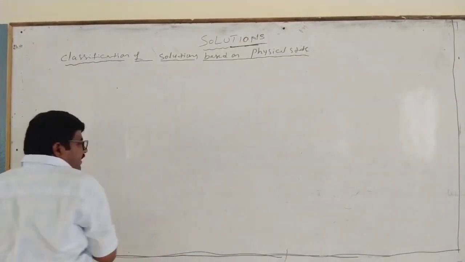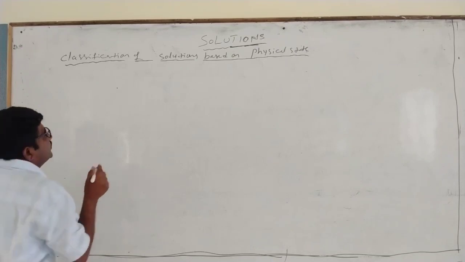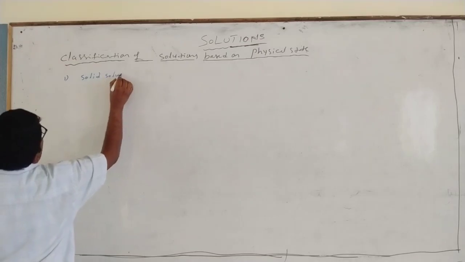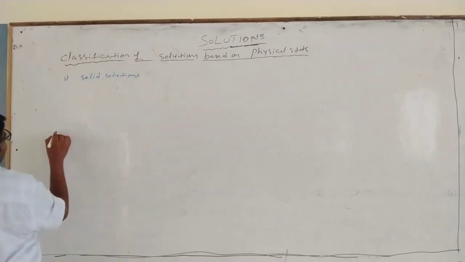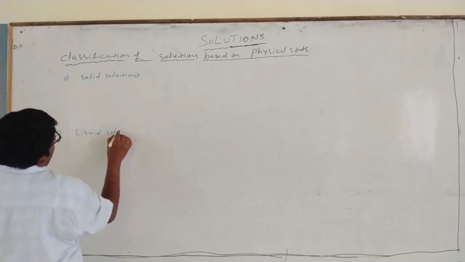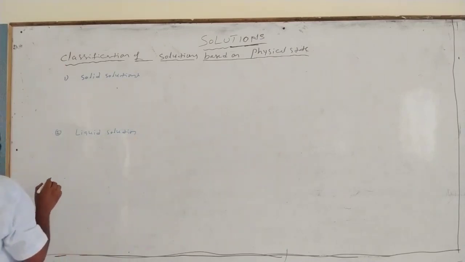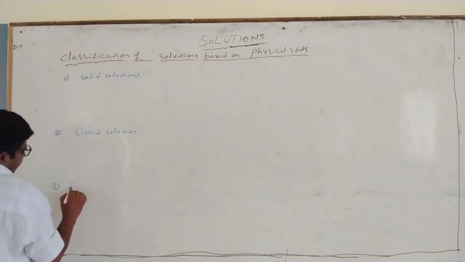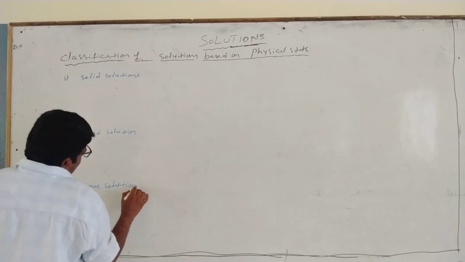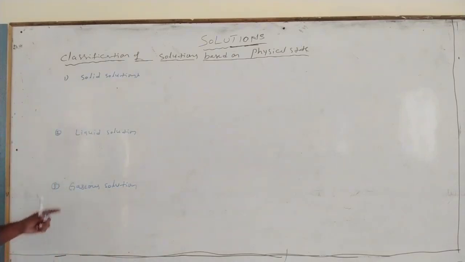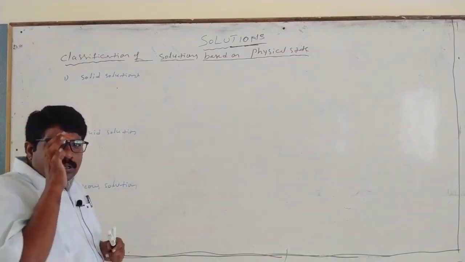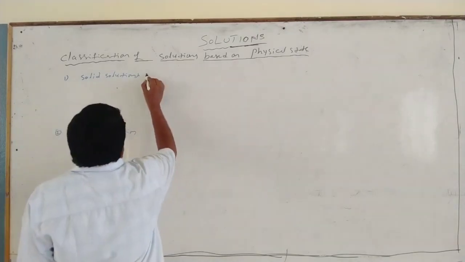Solutions can be classified into three types based on physical state. One is solid solutions, second is liquid solutions, third is gaseous solutions. How many types? Solid solutions, liquid solutions, gaseous solutions. Again, solid solutions are classified into three types.